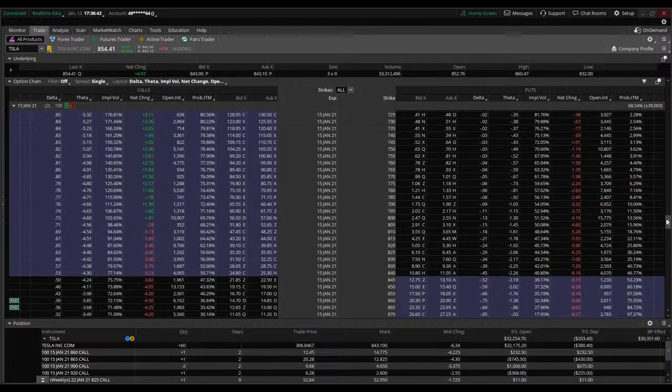Gotcha. That makes perfect sense. So more IV percent means more volatility in the premium. Yep. Okay, well, that's perfect. Thank you so much for all your help. Of course.